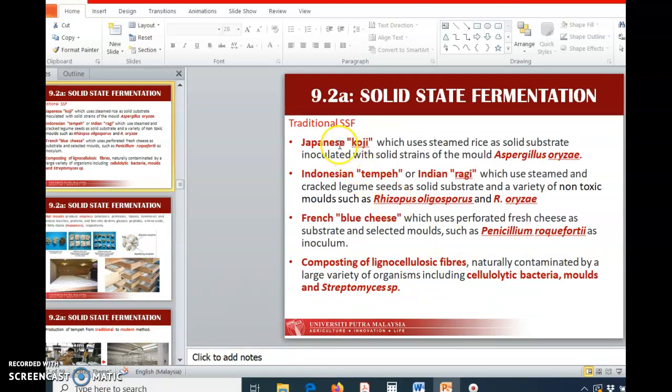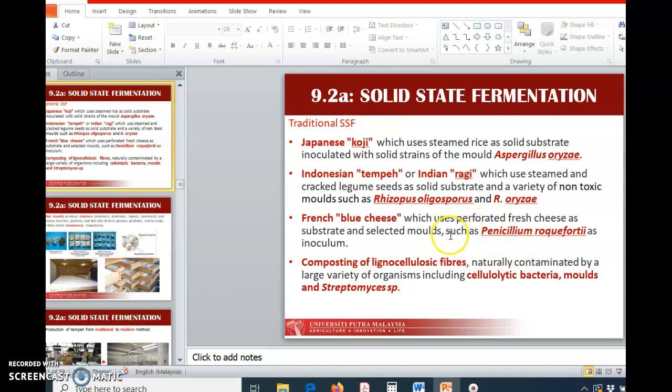Traditional solid state fermentation, for example Japanese koji, we can grow this koji, which is a fungus, in the solid substrate such as steamed rice or on the soybean for the production of soy sauce. Indonesian tempeh or Indian ragi, for the production of tempeh, we use starter culture of Rhizopus oligosporus and Rhizopus oryzae. French blue cheese used perforated fresh cheese as substrate and selected molds.